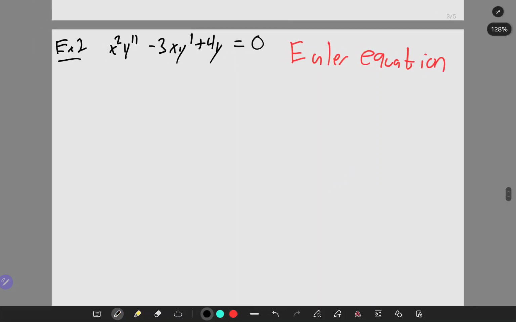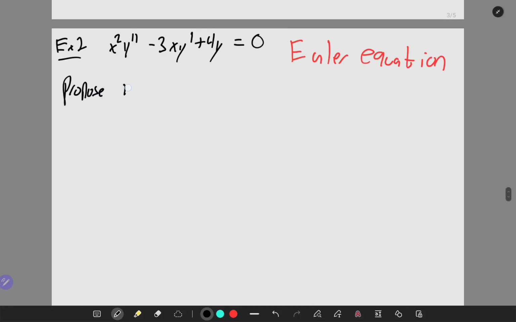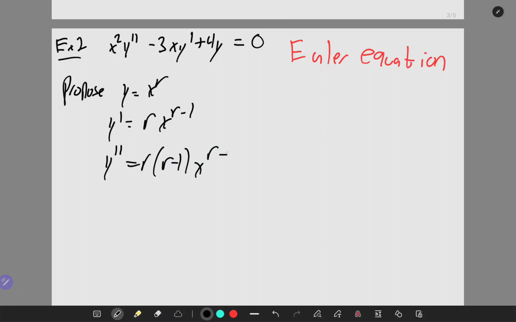Right, because we have the x squared with the y double prime and the x with the y prime, and no x with the y. So this is an Euler equation. Remember, for the Euler equations, we propose that y is equal to x to the r, y prime is r x to the r minus 1, y double prime is r times r minus 1 times x to the r minus 2.